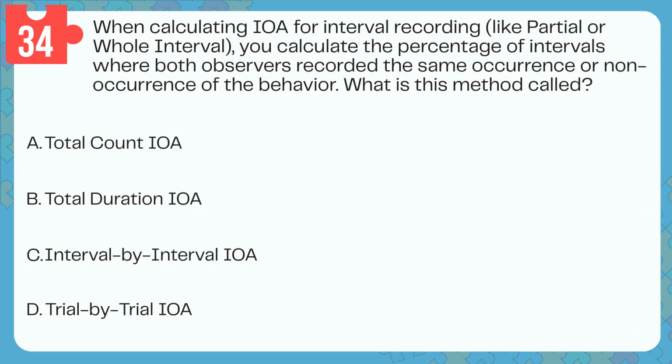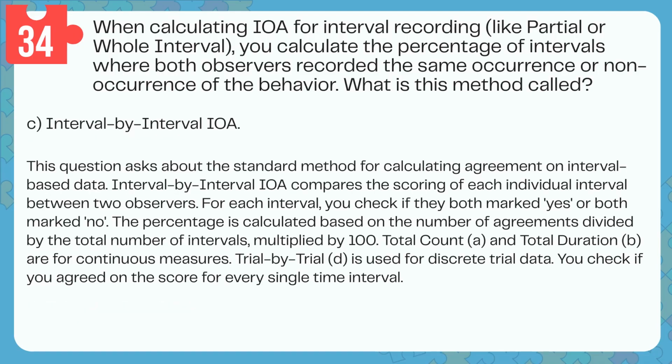Question 34. When calculating IOA for interval recording, like partial or whole interval, you calculate the percentage of intervals where both observers recorded the same occurrence or non-occurrence of the behavior. What is this method called? A. Total count IOA. B. Total duration IOA. C. Interval by interval IOA. D. Trial by trial IOA.